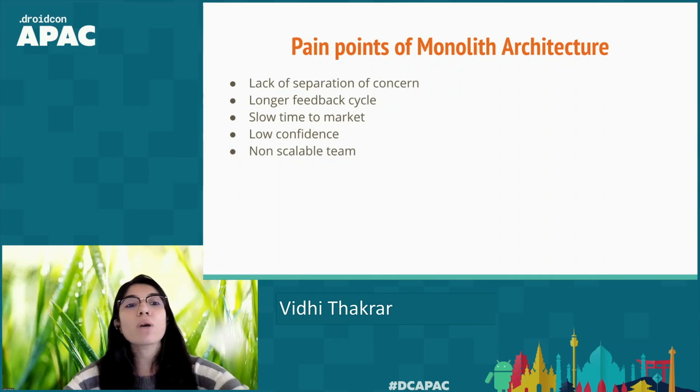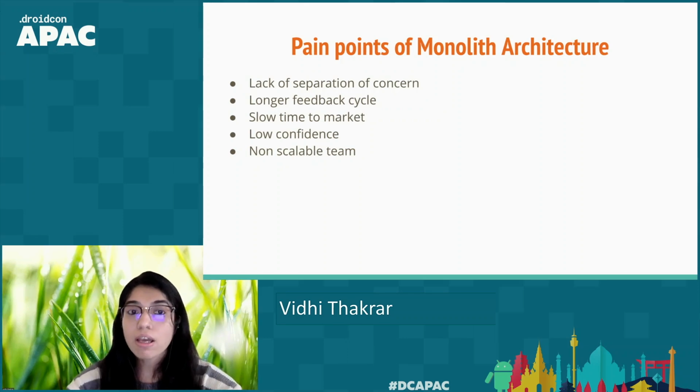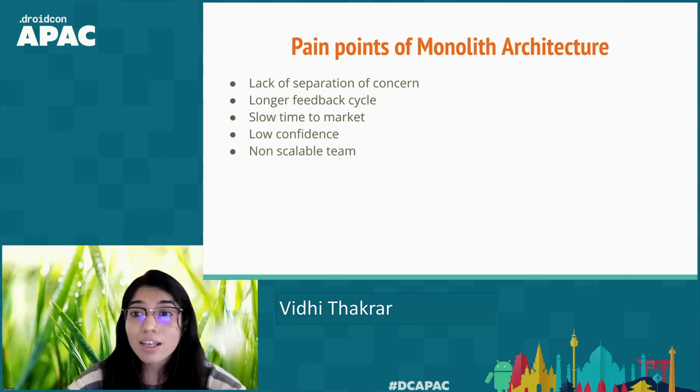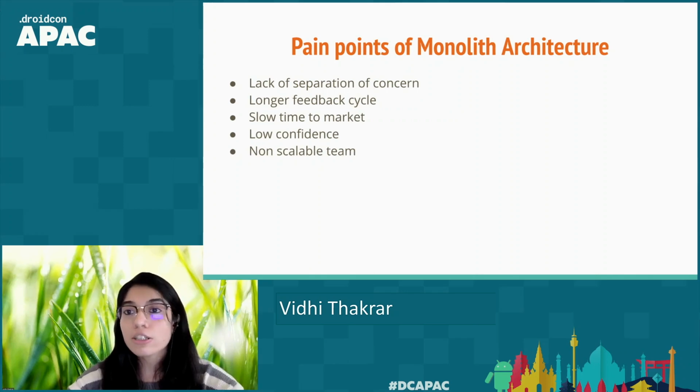The first one was the lack of separation of concern. Given that the whole application code base was inside a single module, there were no clear-cut feature boundaries. Just for the purpose of minimal reusability, we started introducing feature dependencies, which was creating a problem for us. The second one was the longer feedback cycle.